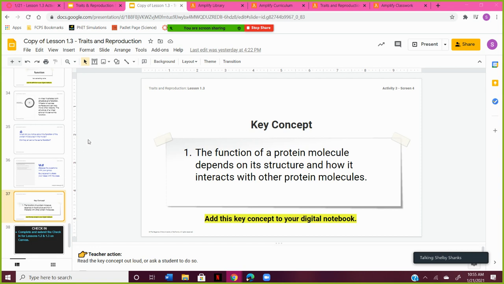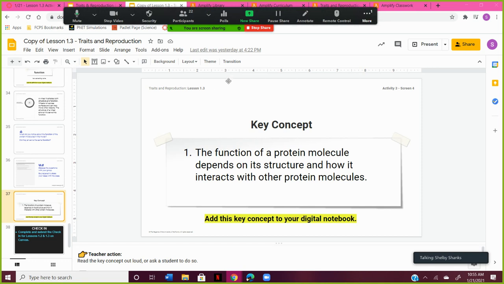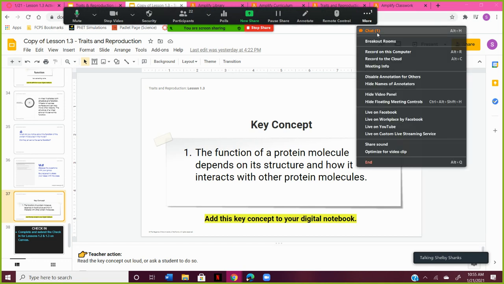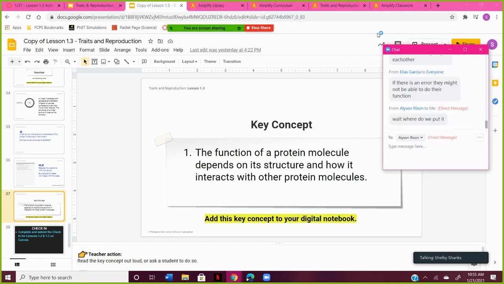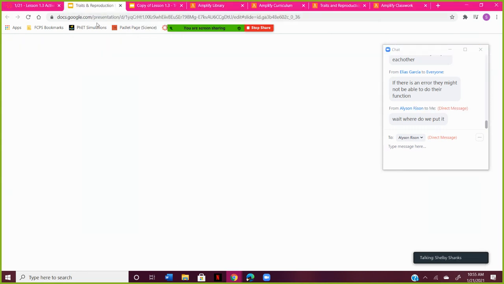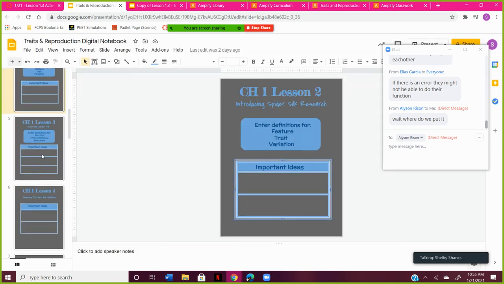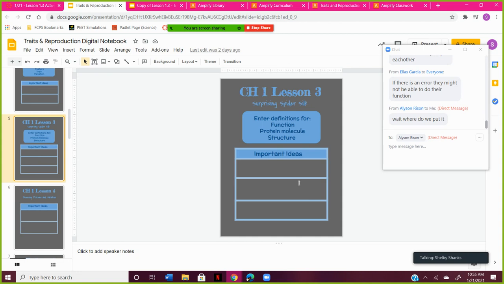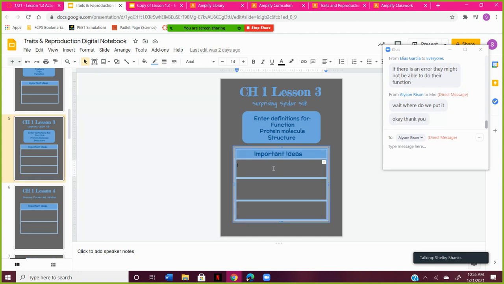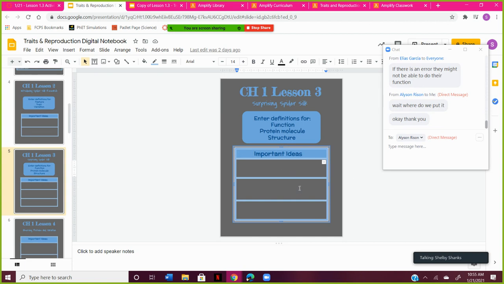The last thing that I want to tell you guys about is the weekly check-in. I have not unlocked that just yet, but I will do that right now once we get out of here. Allison, you put this in your digital notebook. When you're up here, it should say chapter 1, lesson 3. That's what we're on today. You should have put it in important ideas. And if you ever have any more important ideas or things you would want to write down to help you study, you can do that as well.